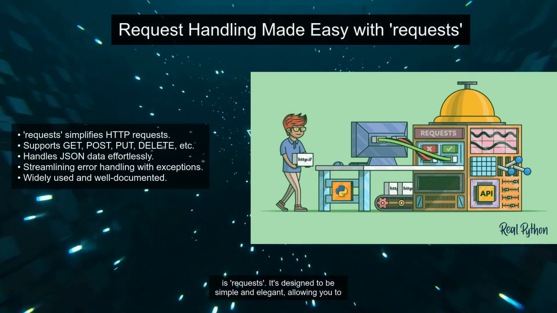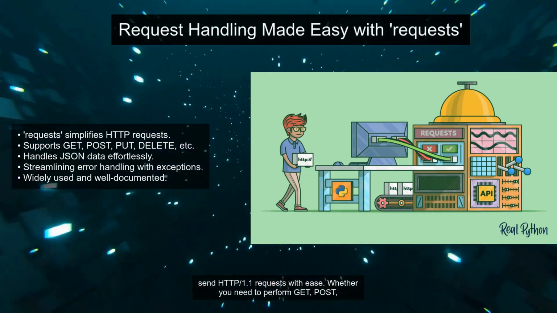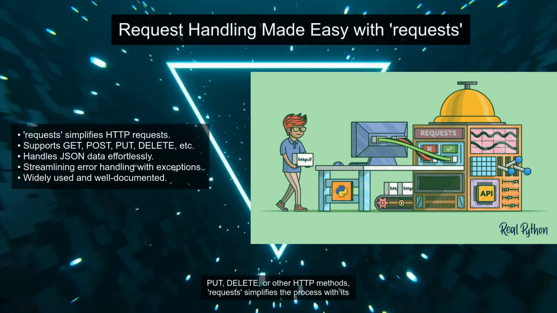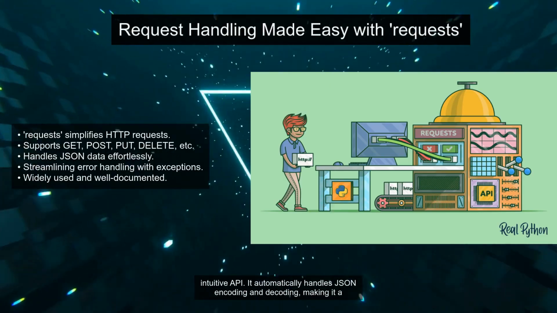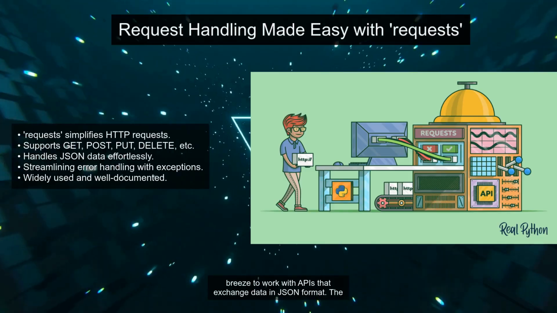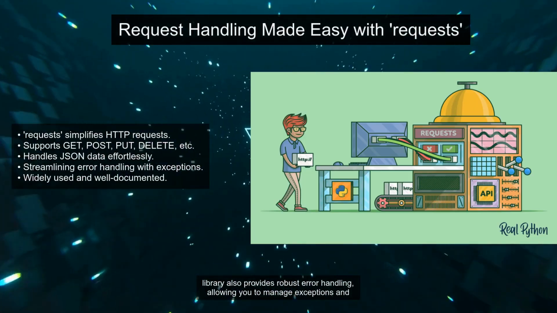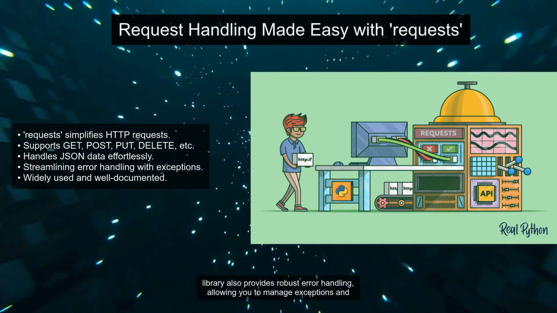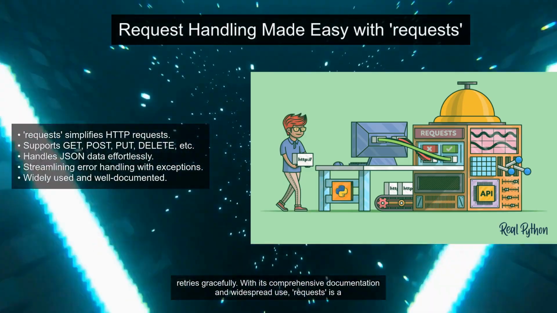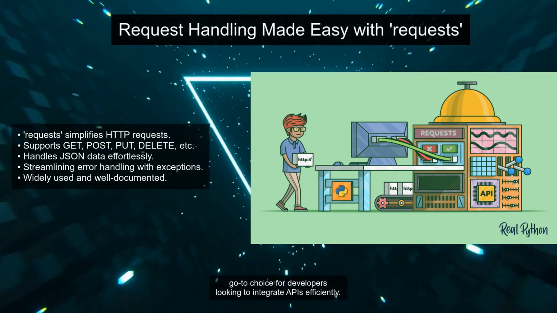It's designed to be simple and elegant, allowing you to send HTTP/1.1 requests with ease. Whether you need to perform GET, POST, PUT, DELETE, or other HTTP methods, Requests simplifies the process with its intuitive API. It automatically handles JSON encoding and decoding, making it a breeze to work with APIs that exchange data in JSON format. The library also provides robust error handling, allowing you to manage exceptions and retries gracefully. With its comprehensive documentation and widespread use, Requests is a go-to choice for developers looking to integrate APIs efficiently.